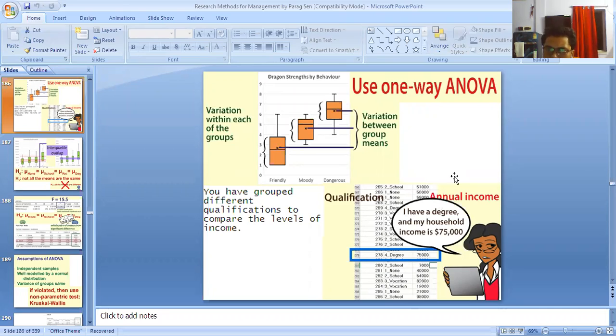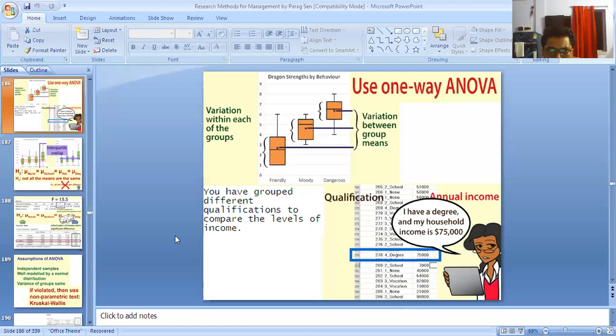What was the dependent variable? That was income level. Annual income level was the dependent variable. And what was the independent variable? The independent variable was the qualification.